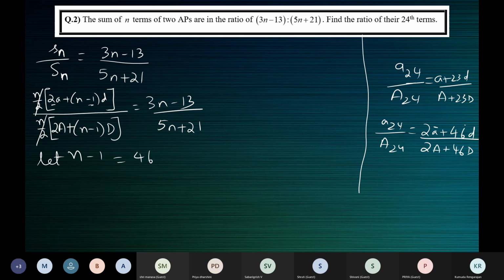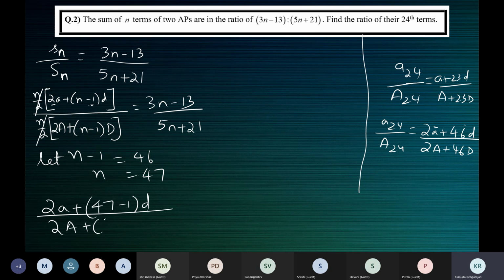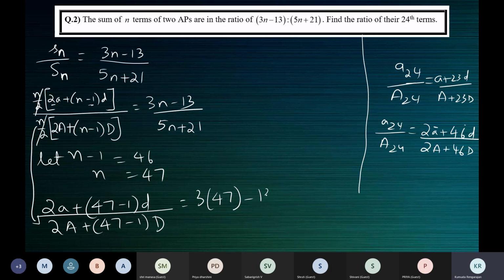Yes, ma'am. Okay, so we are just comparing the coefficients. N minus 1 into D is equal to 46D. So n minus 1 is 46, so you get n is equal to 47. So let n be 47. Now wherever there is n, use 47. 2A plus 47 minus 1 into D divided by 2A plus 47 minus 1 into D. In place of n, we're using 47: 3 into 47 minus 13 divided by 5 into 47 plus 21.